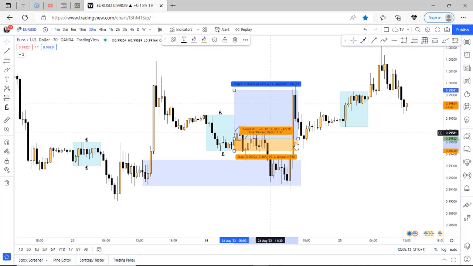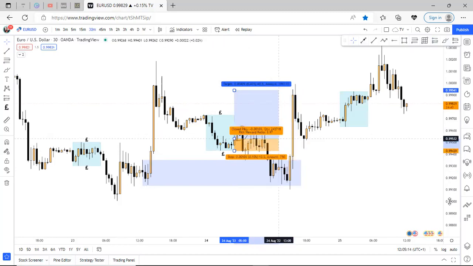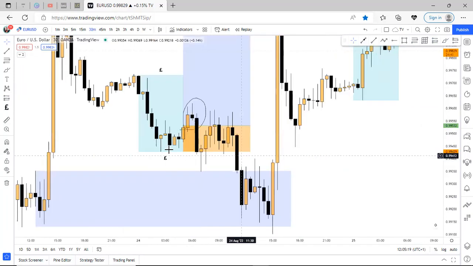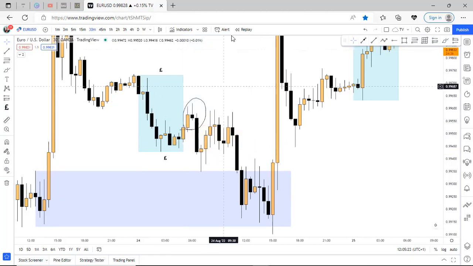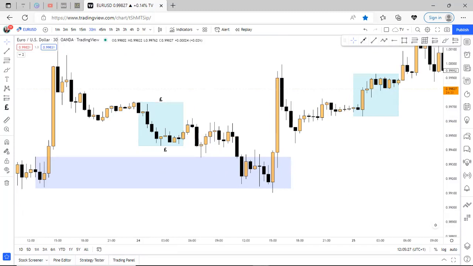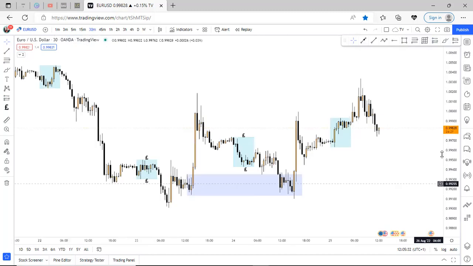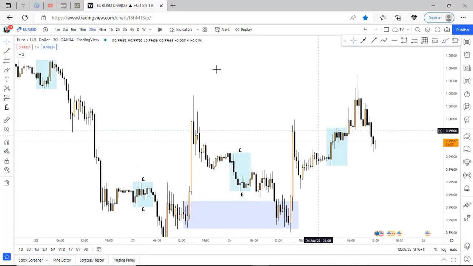But you, with the knowledge of the Asian range concept, wait for price to first grab the Asian range low before taking your buy trade. So knowing this concept will save you from having unnecessary losses in the market. Okay, so right now as I'm recording this video, I am in a sell on this Euro USD.